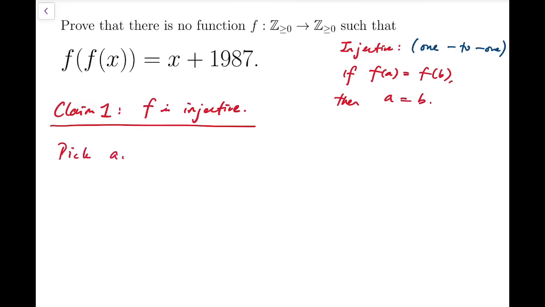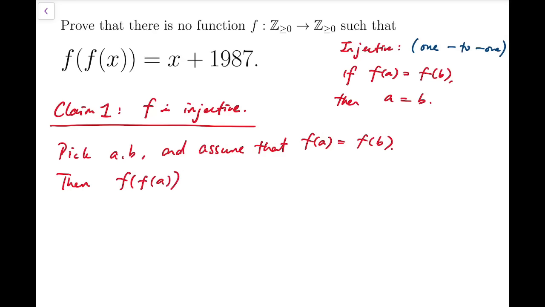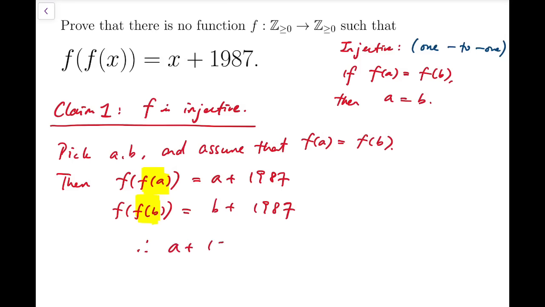So pick a, b, and assume that f of a equals f of b. Then f of f of a equals a plus 1987. At the same time, f of f of b equals b plus 1987. However, f of a and f of b are the same, so their outputs should be the same as well, using f of a and f of b as inputs instead. Therefore a plus 1987 equals b plus 1987. So it's quite clear that a equals b. So indeed, f is injective. That's my first observation.